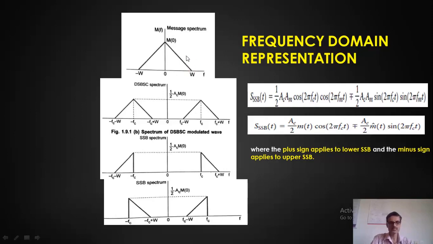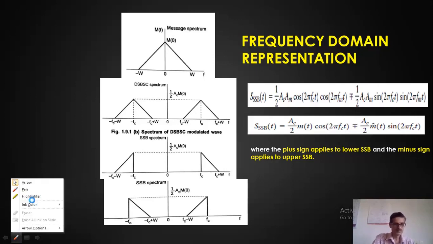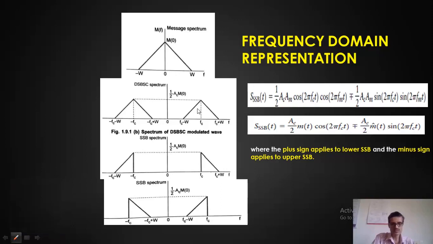When this signal is given to the product modulator, as I told earlier, it gives you a double sideband suppressed carrier signal. That means, assuming the frequency of the carrier is Fc, the spectrum is shifted by Fc. So we get two sidebands: one is the lower sideband, the other is the upper sideband. This portion is the lower sideband portion, and this portion is the upper sideband portion.